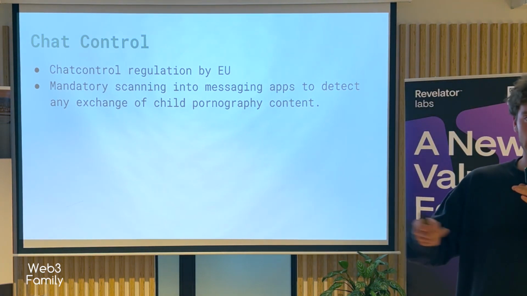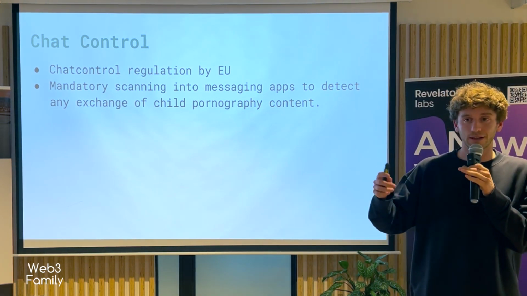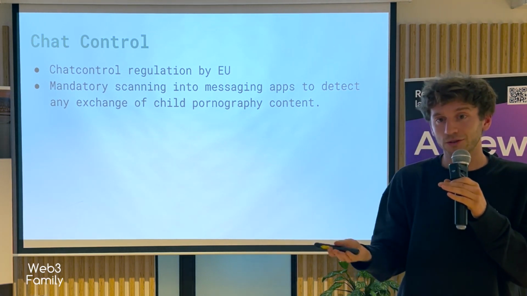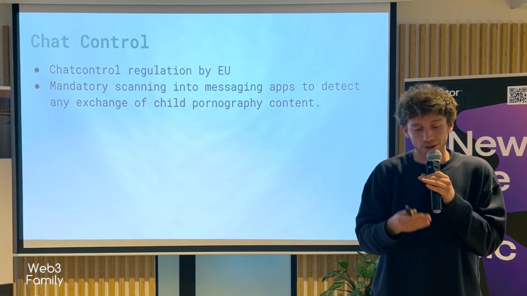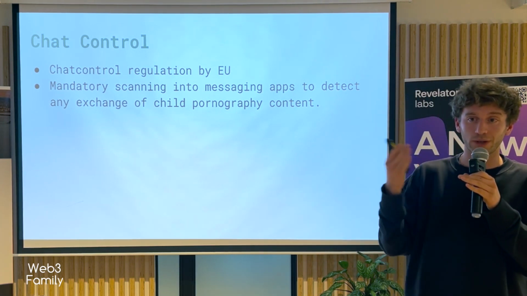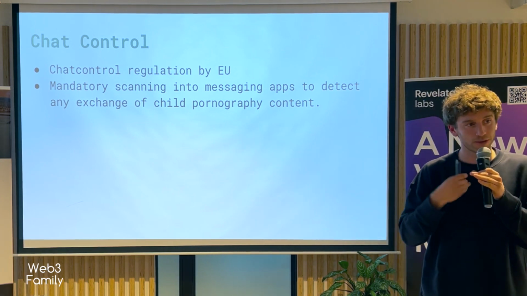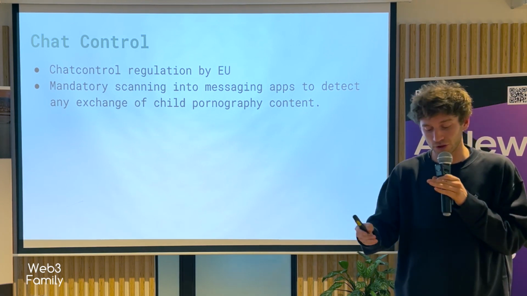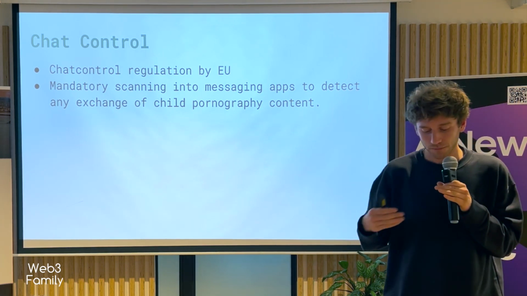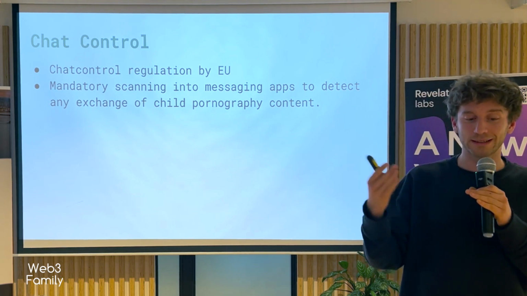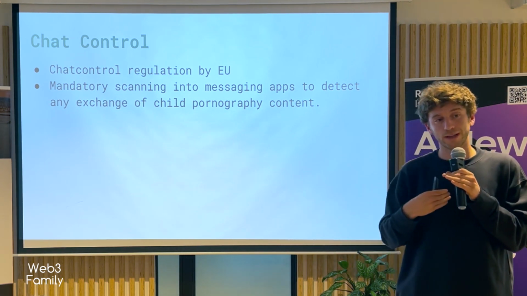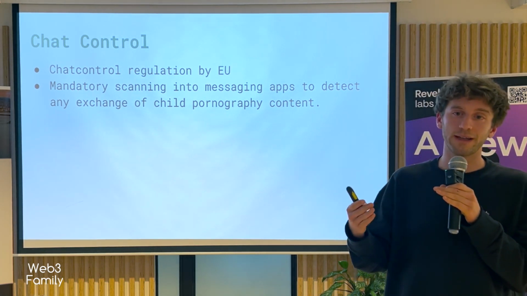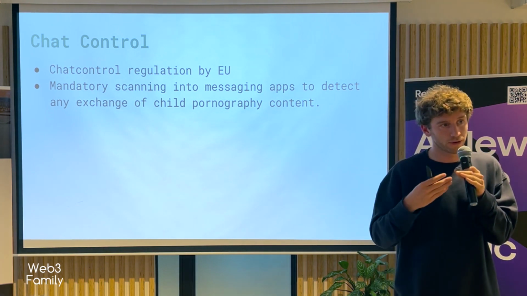So for example, now when you use WhatsApp, Telegram, Signal, you see this end-to-end encrypted sign, and it actually means that WhatsApp itself or Telegram itself cannot read your own message. Only you and the person you are sending this message to have the key to decrypt and read this message. But this regulation basically mandates these applications to scan the messages, the images, the text, in order to prevent the proliferation of child pornography content.